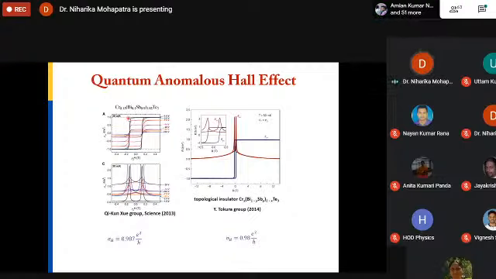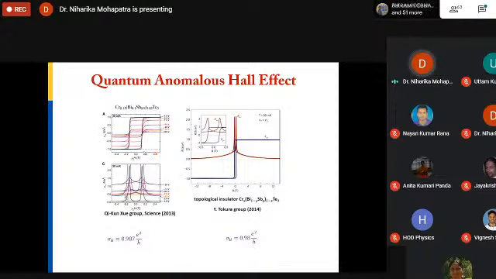But here, it is not proportional to magnetization. So the steps you get exactly at the point e square by h. If you plot it in units of h by e square, rho xy is at 1, exactly touching 1, which is like 0.987.